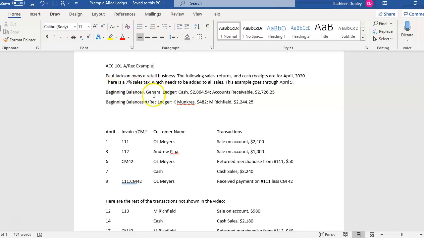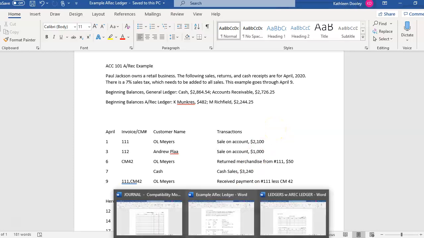We have some beginning balances for the general ledger of cash and accounts receivable, and then we also have some beginning balances of customers, K. Moncrief and M. Richfield. So one of the first things that you're going to want to do is get your ledger set up. I have posted some blank ledgers that you can use and just modify, and we can use those and get some of these beginning balances in there. So let's take a look at those.